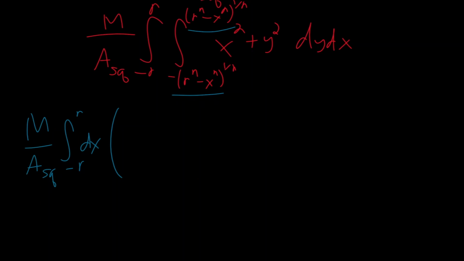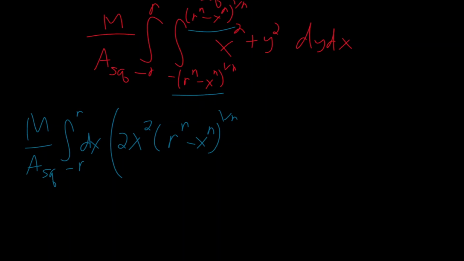To actually write out what we're doing, we have y evaluated from some negative quantity to some positive quantity. Because of that, we're just going to get 2 times said quantity times x squared. So we're going to have x squared times (r to the n minus x to the n) all to the 1 over n. And then don't forget the 2 out front.